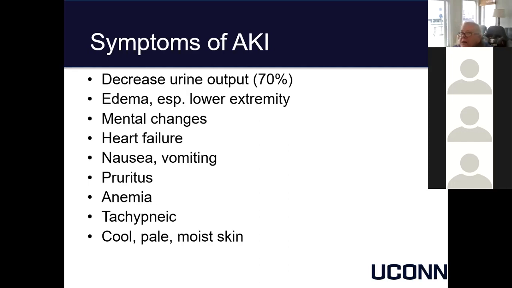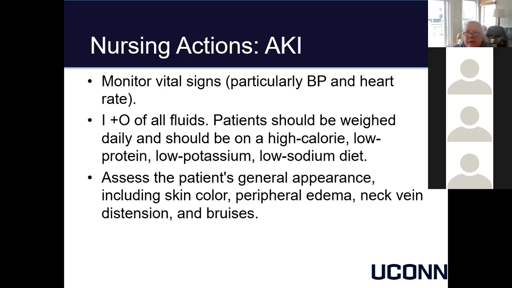Anemia, again, where does the anemia come from? Inability to produce erythropoietin, and therefore you can't make red blood cells. Tachypnea, yeah, fill somebody up with fluid, they're going to get short of breath, and cool, pale skin. So that's what acute kidney injury kind of looks like over time. So we're watching blood pressure and heart rate. We're doing strict I's and O's.